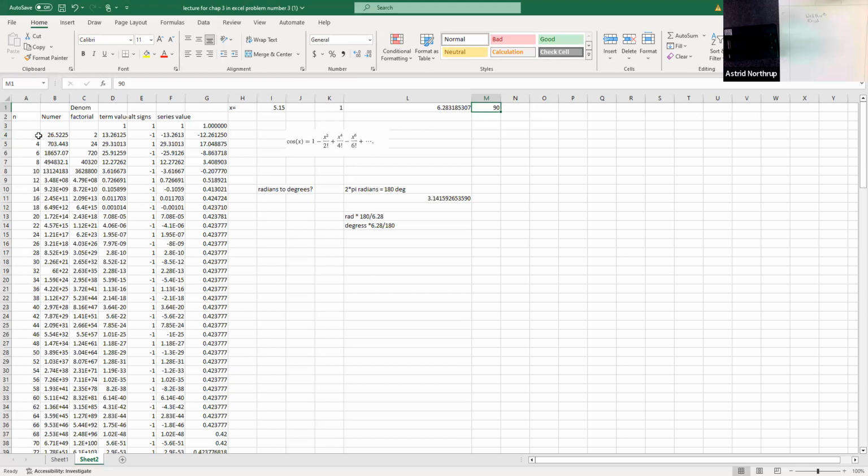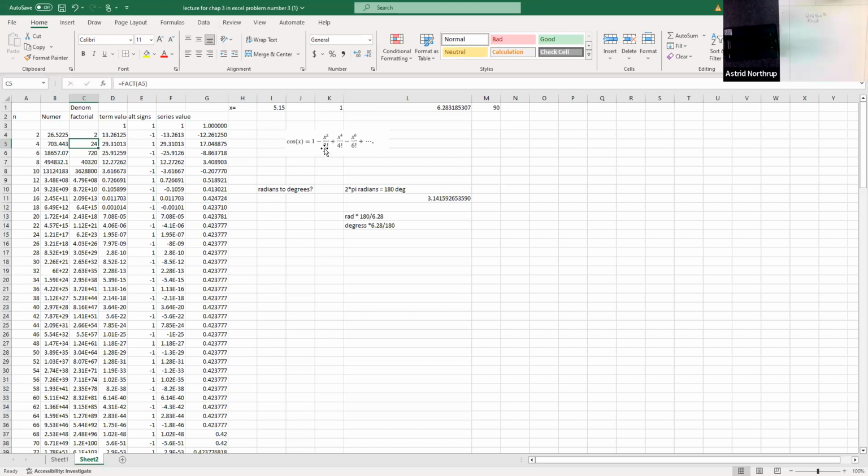We take this value of n, and then we take that value and we raise it to the factorial. But I did these all by that function of fact, which is just factorial. So the factorial of 4 is 4 times 3 times 2 times 1, and so forth.